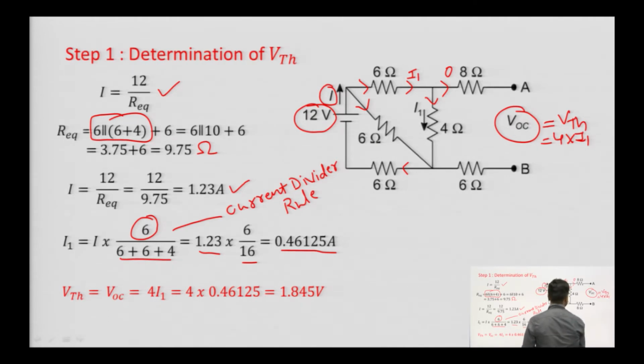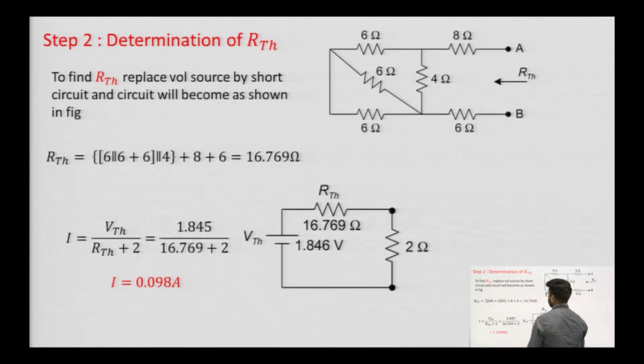Now, we have the value of I1. We can find out VTH as 4 times I1 that we have written here. So, VTH will be 4 into 0.46125, and we will get the value of VTH as 1.845 volt. Now, after finding VTH, we will find the value of RTH.